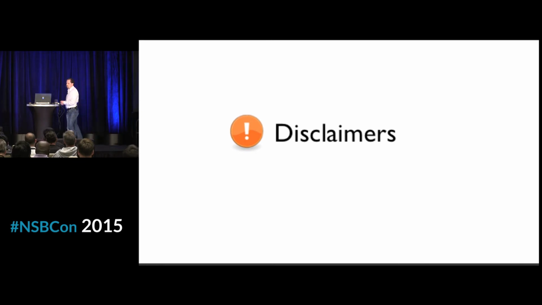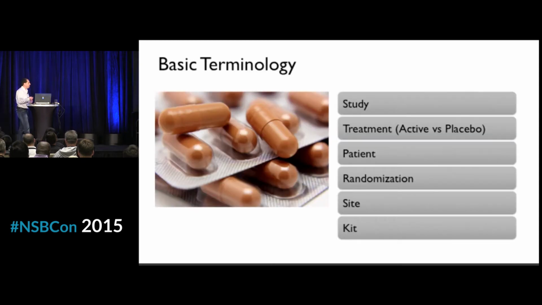So starting off with some basic terminology. A study or clinical trial is a controlled process to explore if a drug is effective and safe for humans. Typical treatments are an active treatment, which would be the drug, or a placebo treatment, which would be something that would look exactly like the drug. Patients would then be randomized to receive one of these treatments, and the purpose of that is so no one knows which treatment they're actually getting.